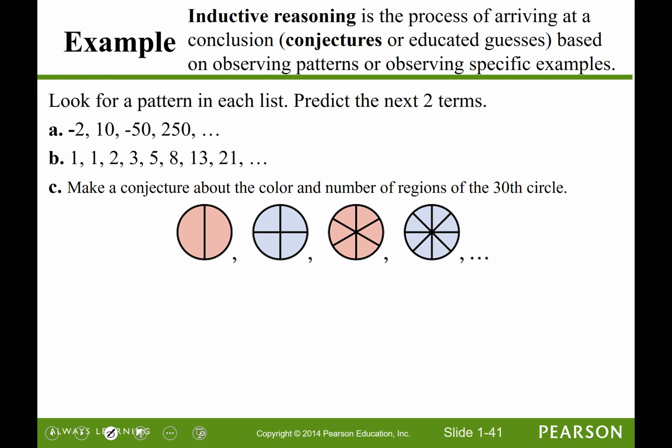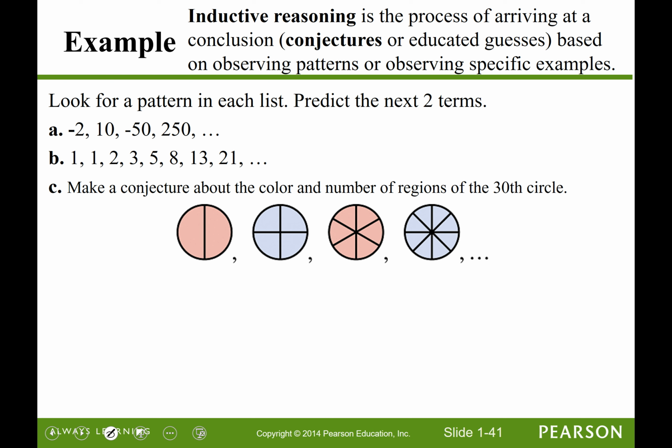Inductive reasoning is the process of arriving at a conclusion. Sometimes that conclusion is called a conjecture or an educated guess, based on observing patterns and specific examples. So we're going to use inductive reasoning here to make a conjecture, an educated guess, a conclusion basically.